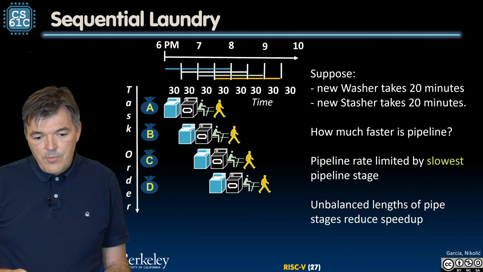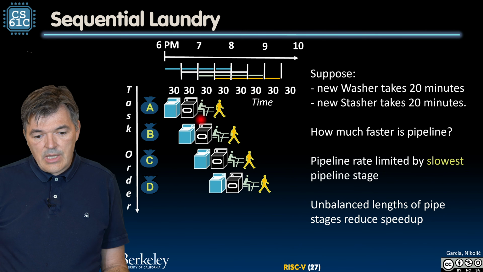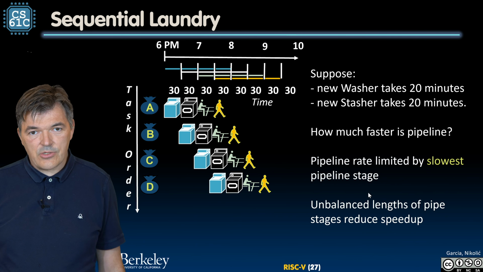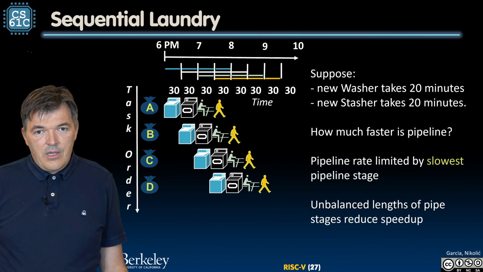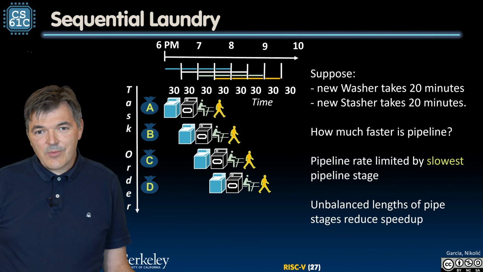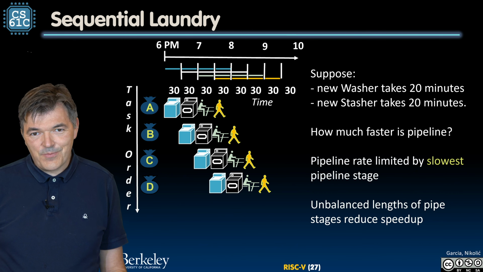Why is that? Because even if these tasks take 20 minutes in the beginning and the end, the time is set by the slowest resources that we have in here, which will be the washer and the folding station. That's about it. So what we're going to do in the next segment, we are going to translate this to a RISC-V pipeline. See you then.